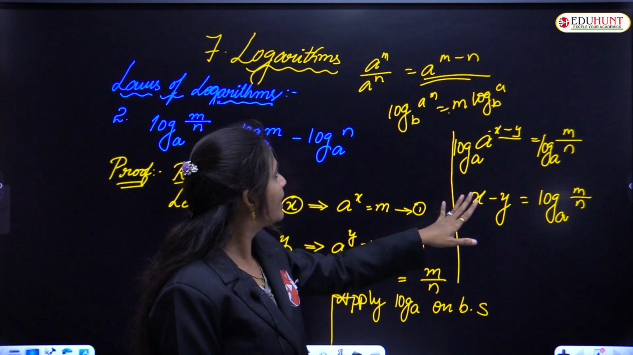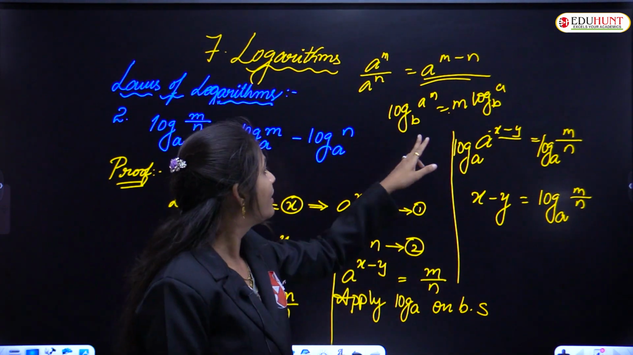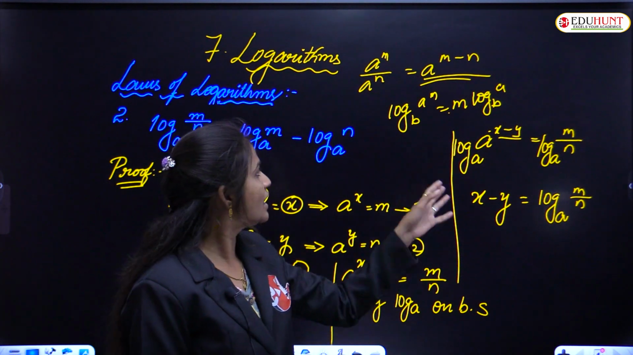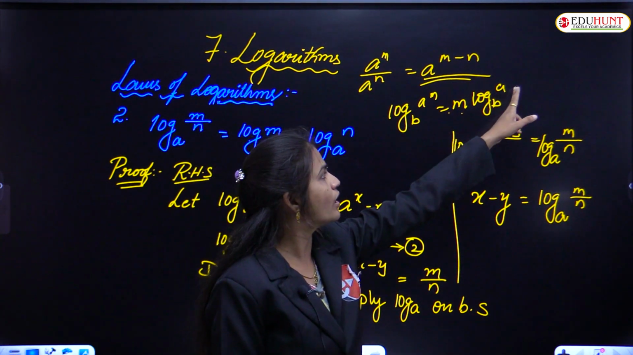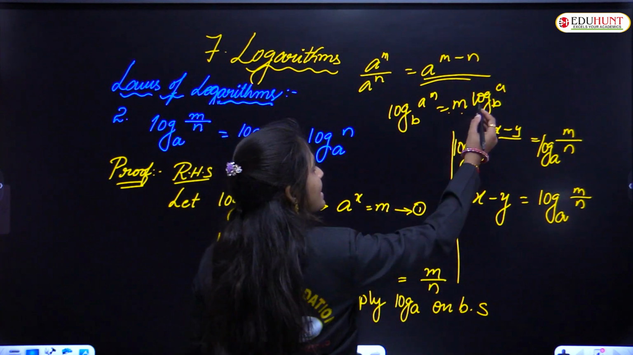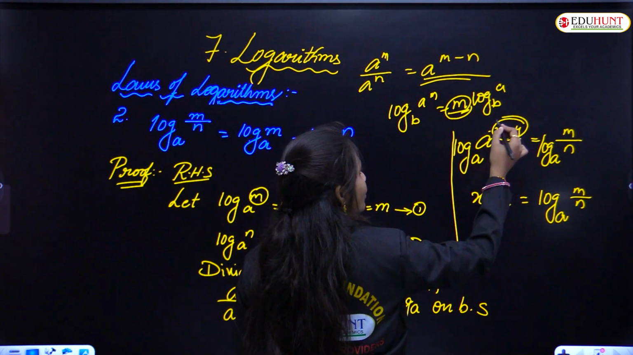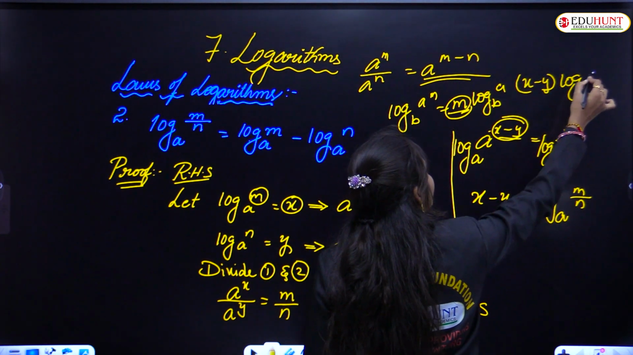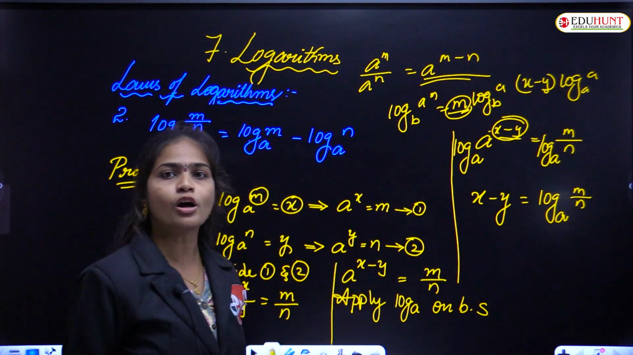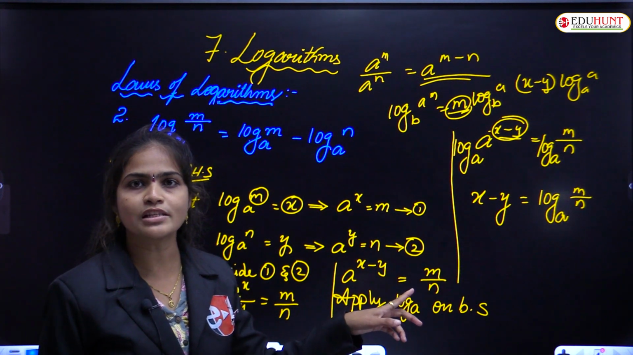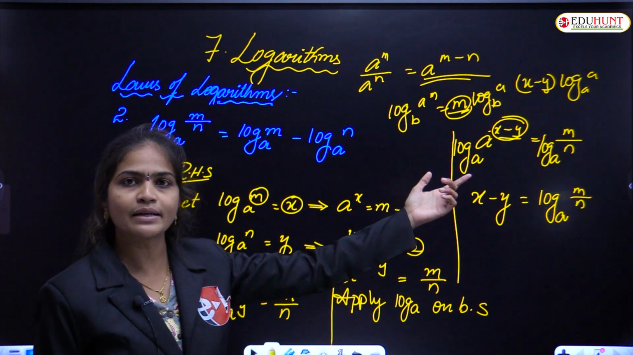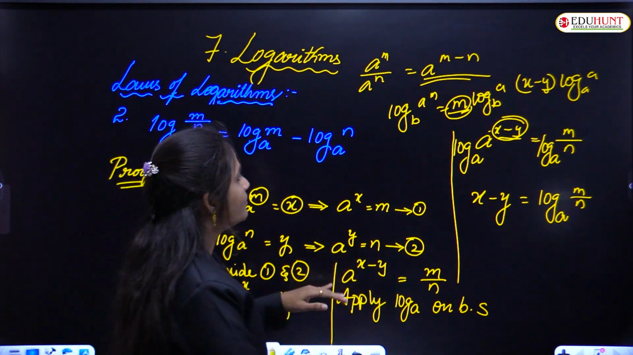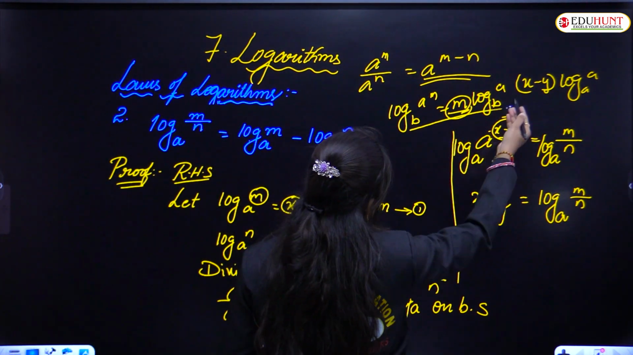The reason behind that is that this is in the form of log a power m to the base a. So we can write it as m log a to the base b. In this case, what is the m value here? The m value is x minus y, into log a to the base a. Now log a base a equals 1, so x minus y into 1 is again x minus y only. That is the reason behind saying log a base a is 1.